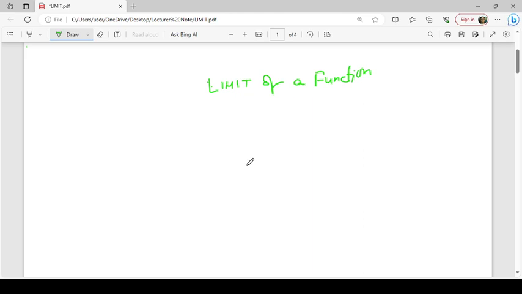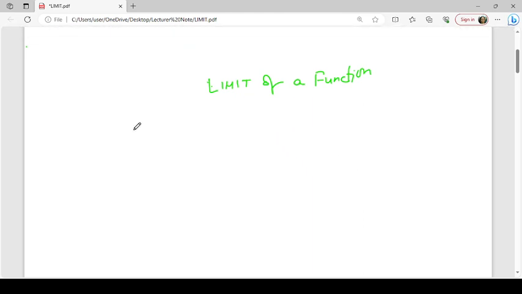Limit of a function. When we talk about a function, we can always draw a graph, say y is equal to f(x). Then we consider only the real valued function. So this is a coordinate system. x is the independent variable, it goes along the horizontal line, and y along the vertical line. So we can draw this type of graphs.